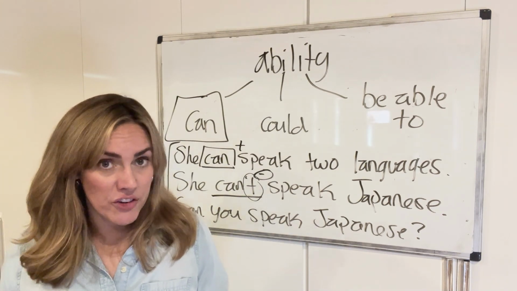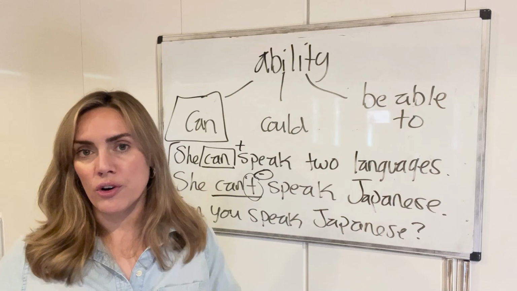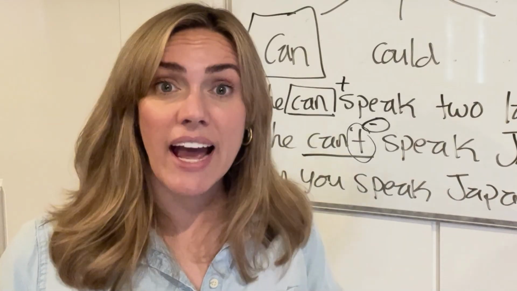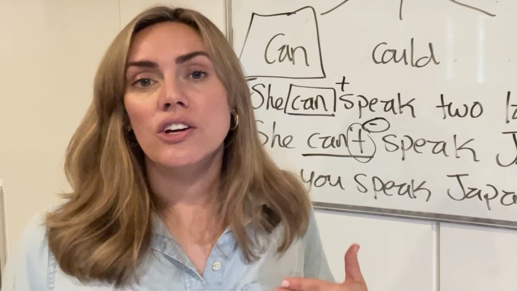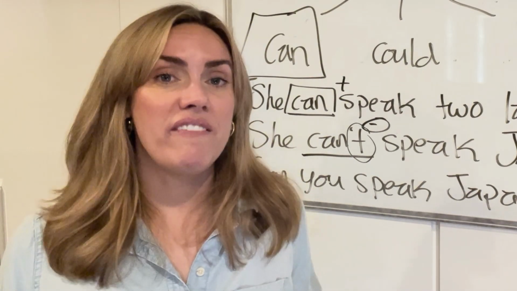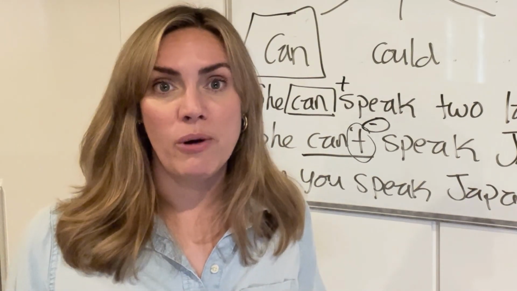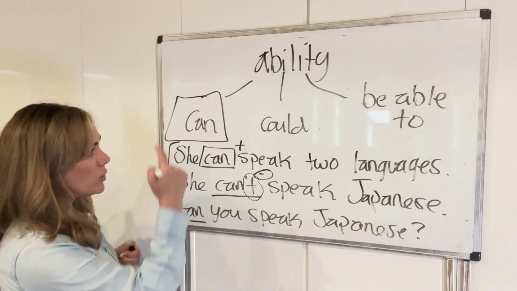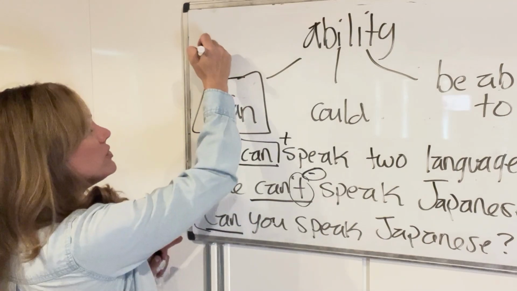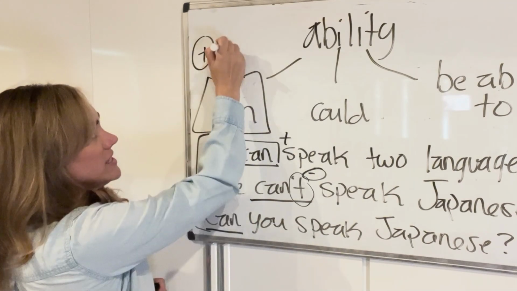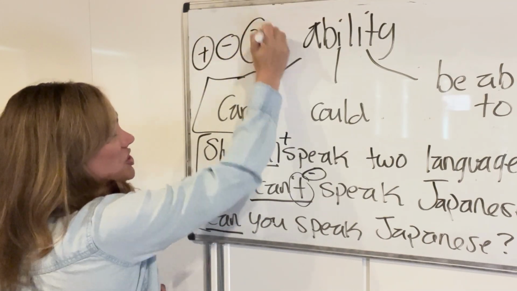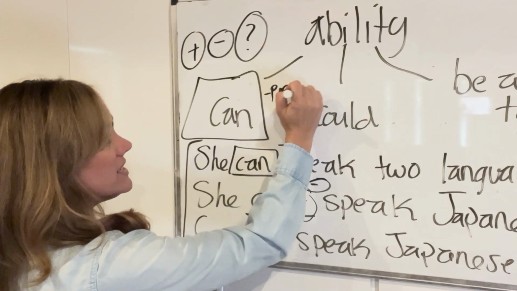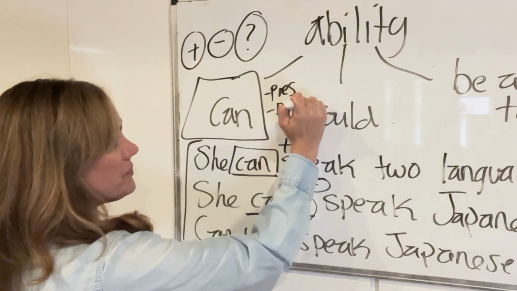We could use it for the future, like I said. So for example, I can say, can you go to the party tonight? That means, are you able to go? Do you have the ability to go to the party tonight, future time, okay? So what you need to know about this one is that you can use it for affirmative statements, negative statements, and questions, but it's used mainly for the present and for the future, okay?